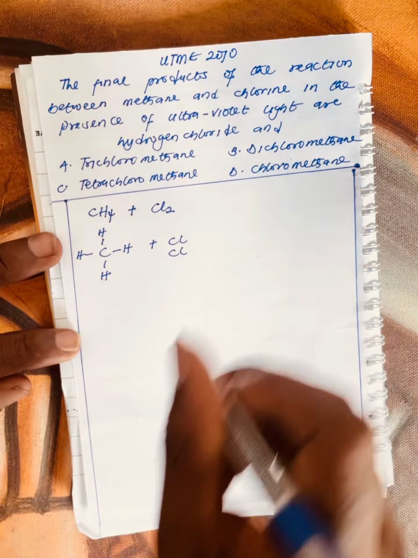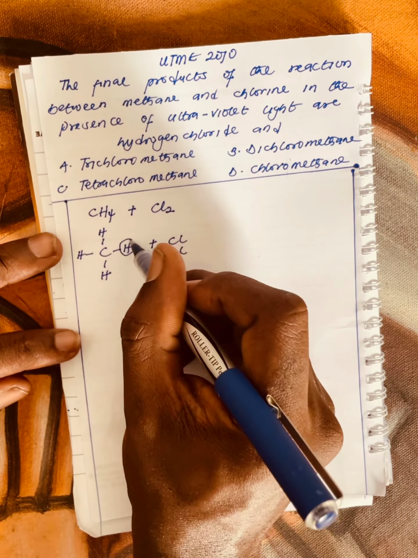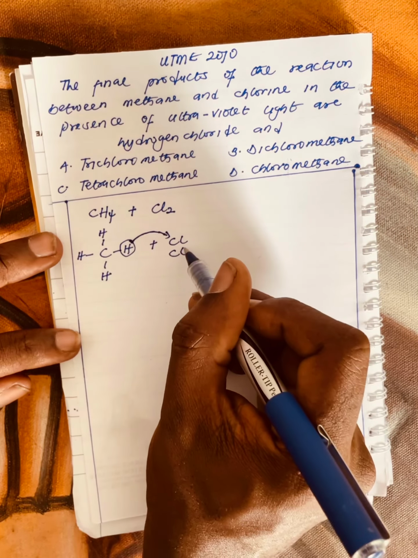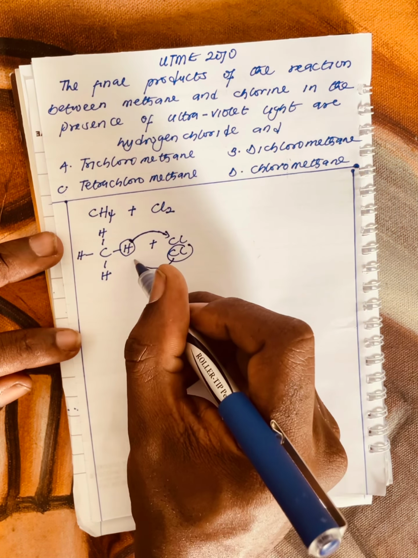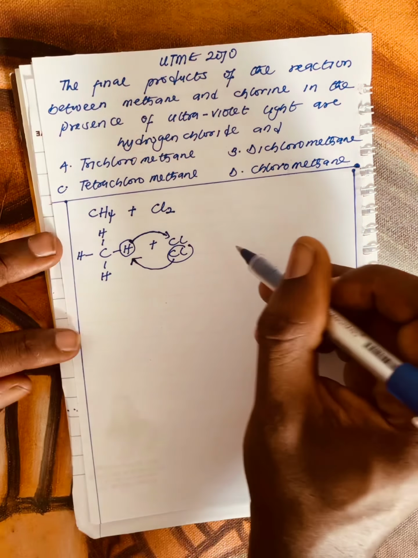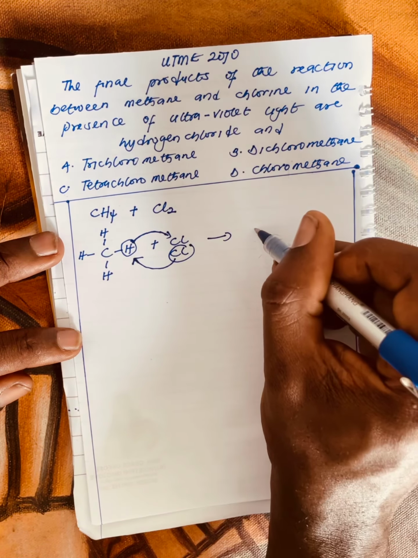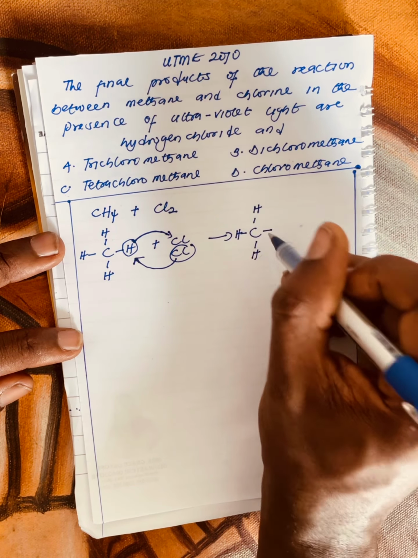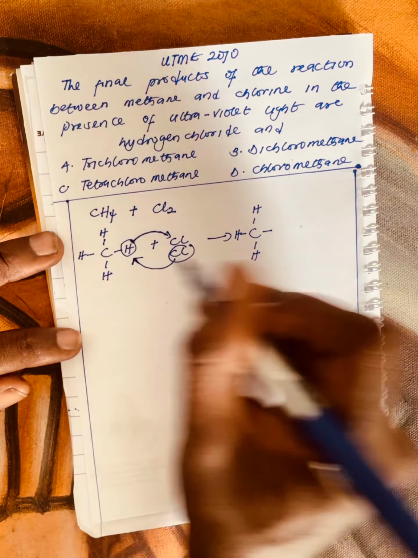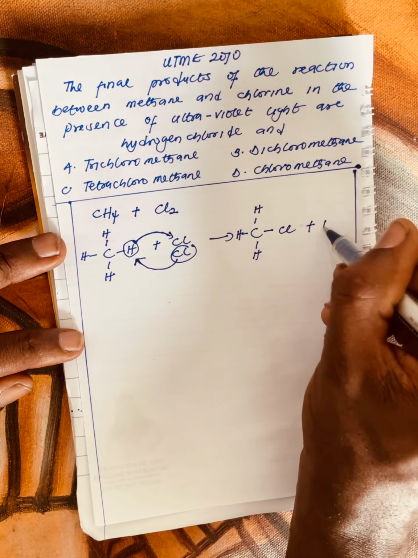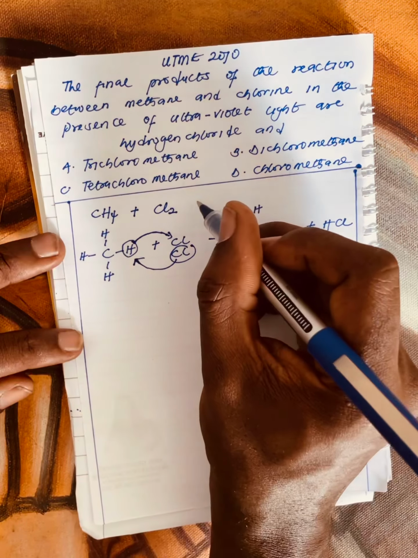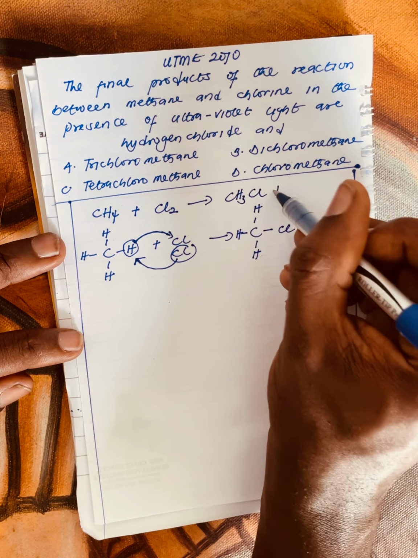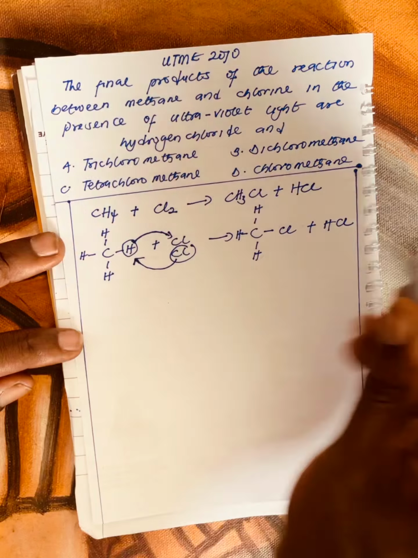Let's just look at it this way. So you can see how many chlorines are here. One of these hydrogens comes out and joins this chlorine here. Then this other chlorine goes into the place that this hydrogen is coming out from. So it now becomes CH3Cl plus HCl. Remember, the hydrogen has left and a chlorine has entered. This is the first stage.